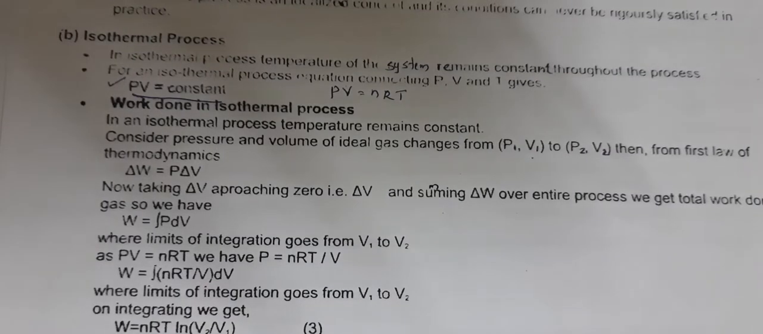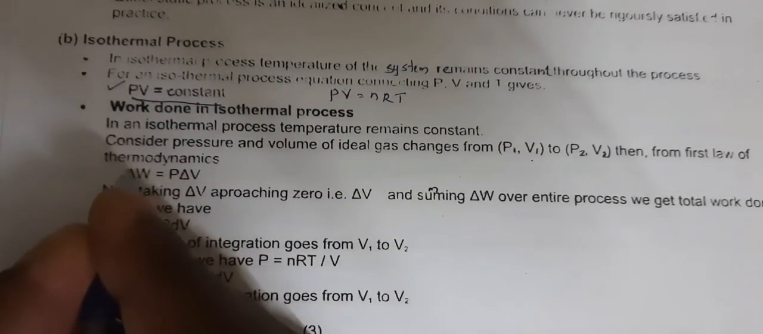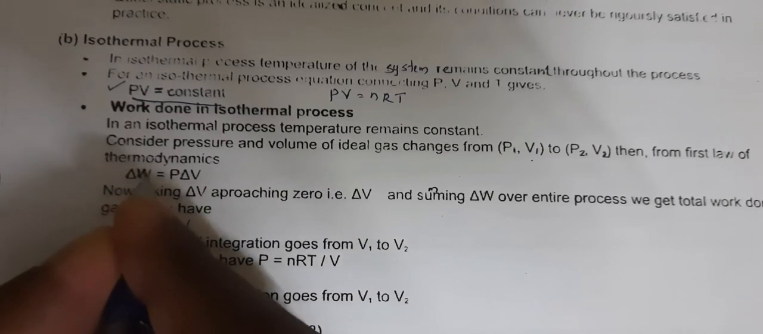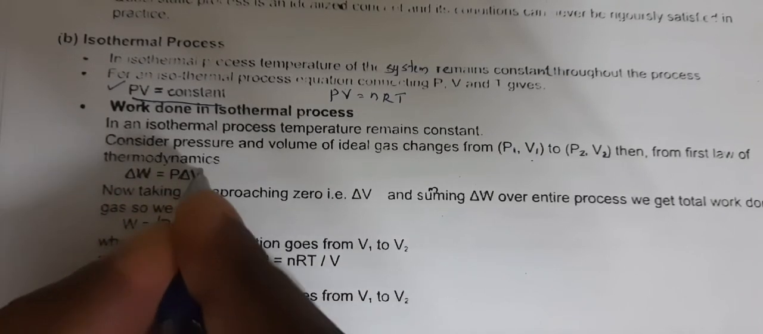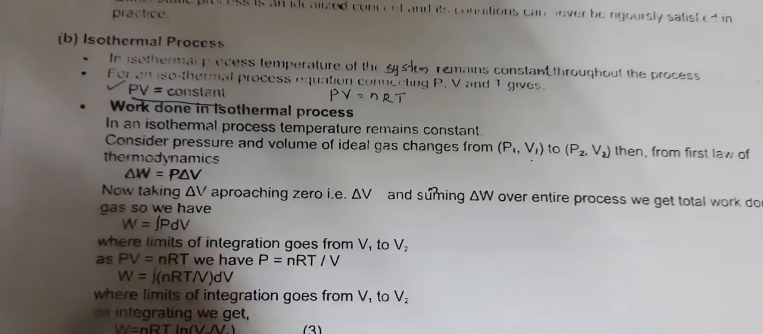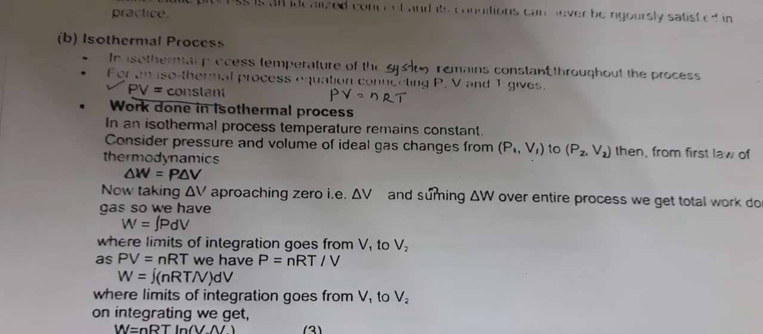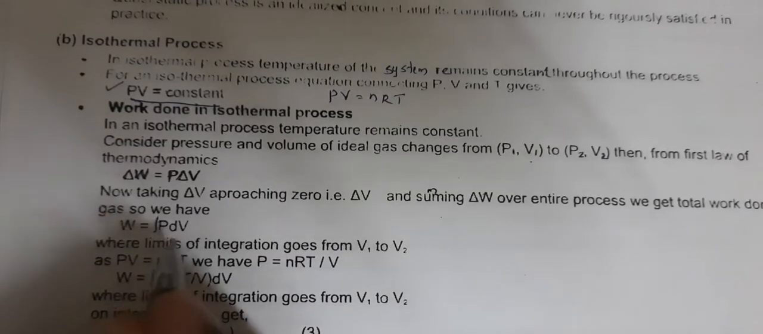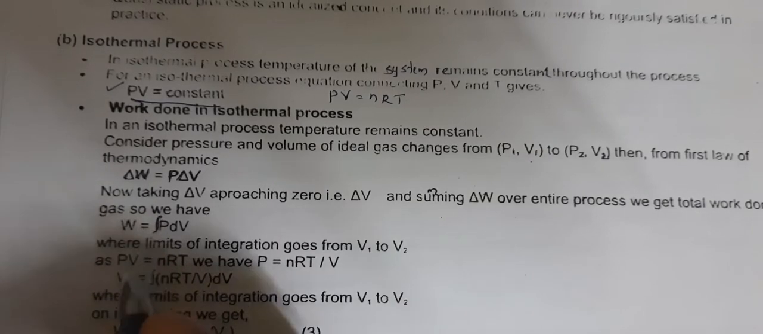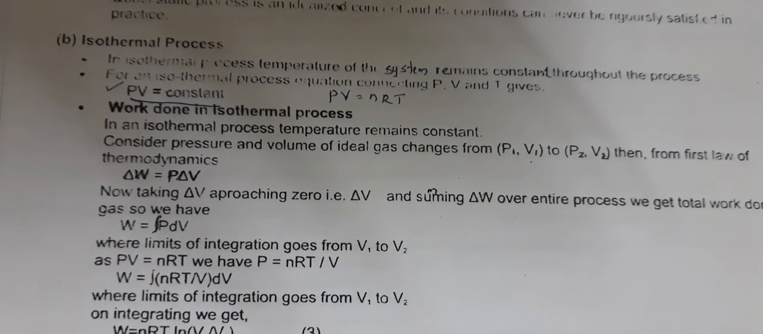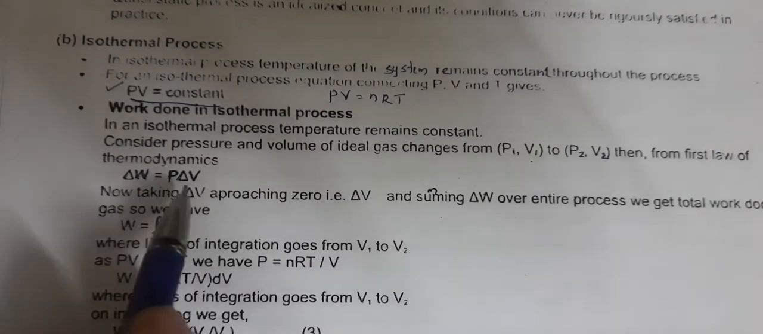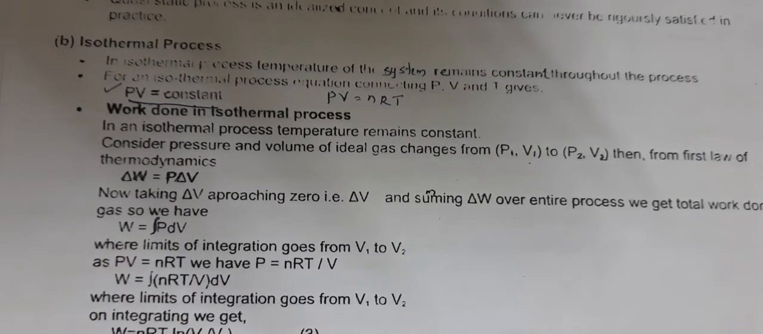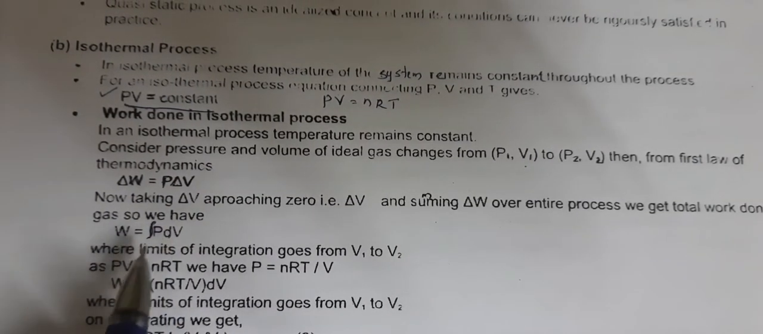Now in this process, let's take a small change in the volume, that is delta V. Then the work done during that change, we know, is P into delta V. We have already got this expression, P delta V, as the small work done. To get the total work done, we integrate this. That is the integral of P delta V or P dV. Both are the same. I can use this symbol, P dV, which is a better term.